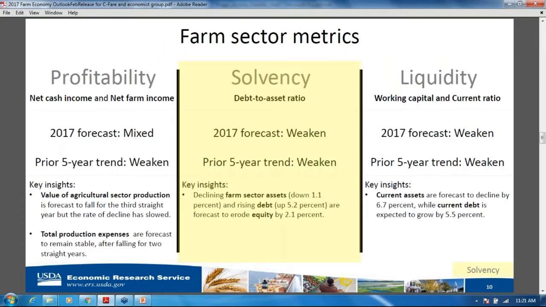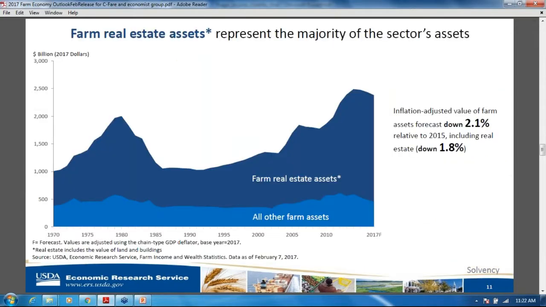So that was a very, very quick overview of profitability. We're going to slide over to the balance sheet and take a look at solvency. So this is a long-run view of farm assets, and everything is inflation adjusted to 2017 dollars. The interesting thing with this is that it's very apparent that the majority of farm assets come from real estate. So the land and the buildings are over 80% of total farm assets.